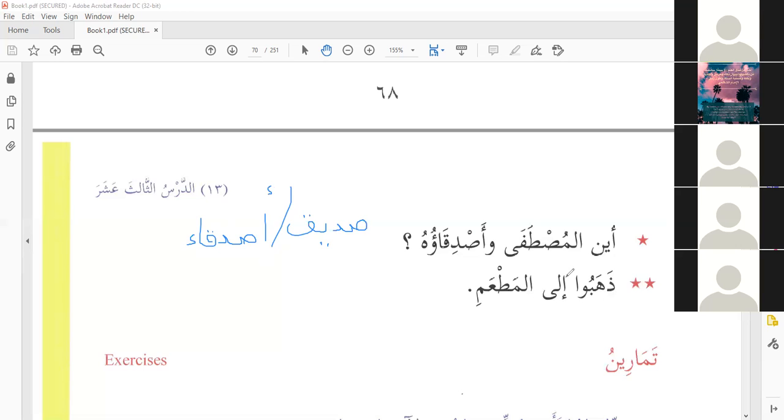ذهبوا, they went إلى المطعم. Al-mat'am is the restaurant or a cafeteria. Okay, I'll point out two things and then we'll go, because I know we're over time. Okay, restaurant. Let's say cafeteria. Here it probably means cafeteria because it is in a school setting, right?